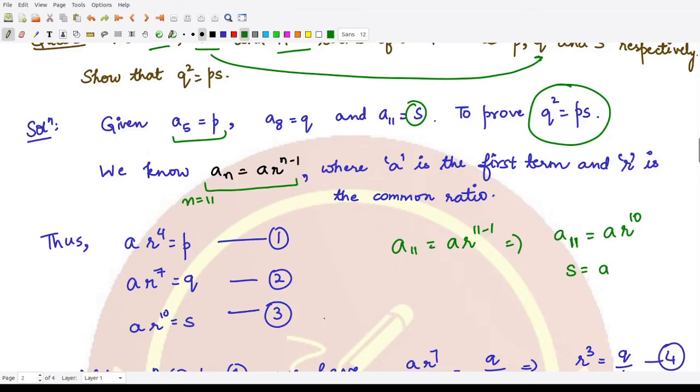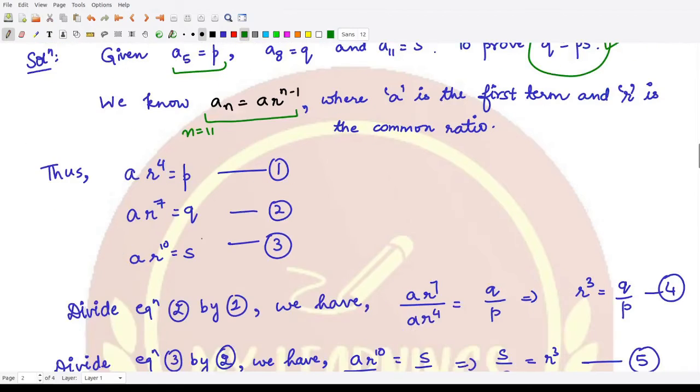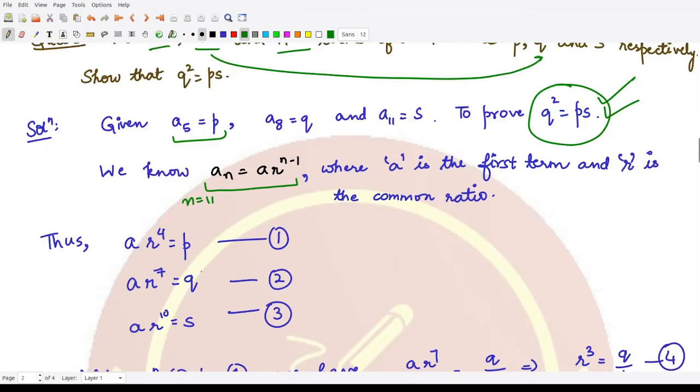Now you have equation 1, equation 2, equation 3. Solving them, we need to get an equation in P, Q and S such that it does not contain A and it does not contain R, right? So that means from equations 1, 2 and 3, we need to eliminate A and R. So how can we do that? That is very simple. We can divide the equations.